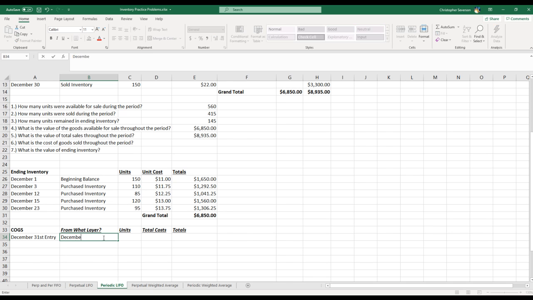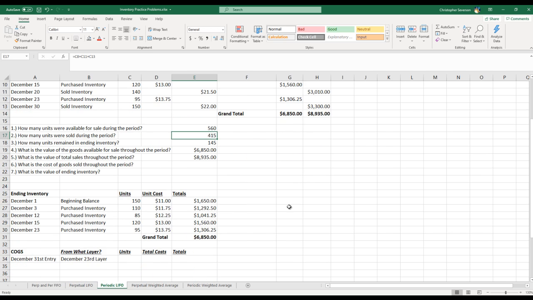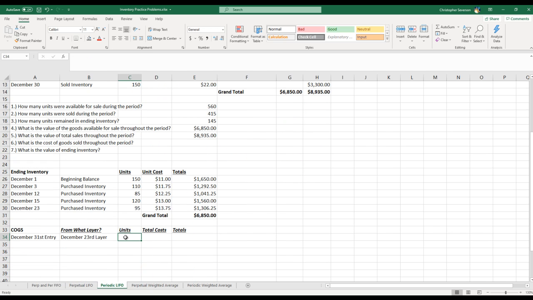So what I'm going to say here, I'm going to call this the December 23rd layer. We just said we need 415 units sold, but we only have 95 units to pull from this layer. It's $13.75 a piece. Multiply it, and we get this amount. Now, the key thing to working this problem in Excel like this, if you want to do them both at once, is that every time you move a unit down, you have to update this as well. We're zeroing this out now because we've used it.